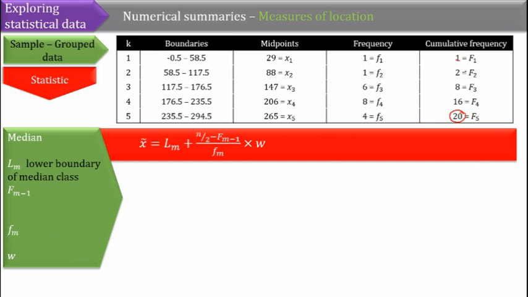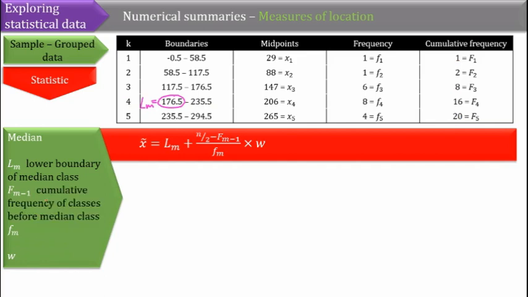In the first class, I have 1 value. By the second class, I'll have 2. By the third class, I'll have 8. And by the end of the fourth class, I have 16. So when I enter the fourth class, I enter it with 8 values from the previous classes. When I exit this class, I have 16. The middle point is at 10 and 11, so that means it's in here. So the median class will be class 4, and the lower boundary of the median class will be 176.5.